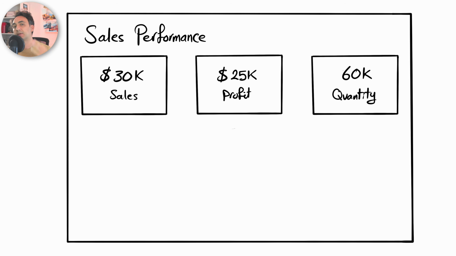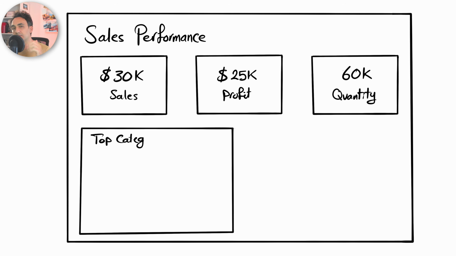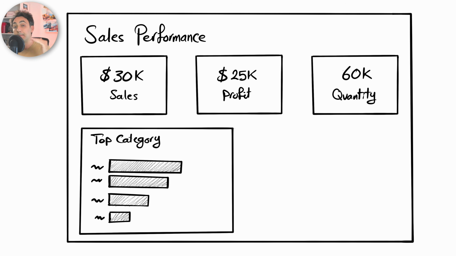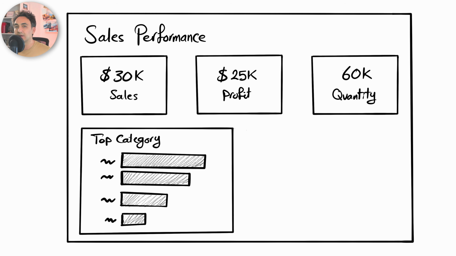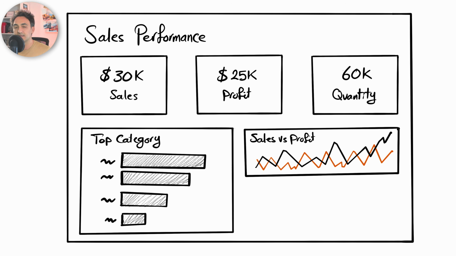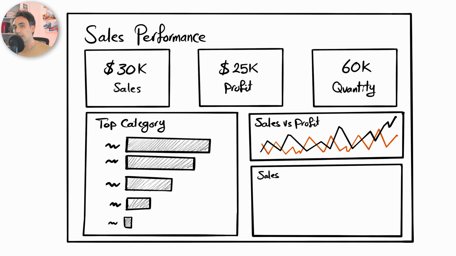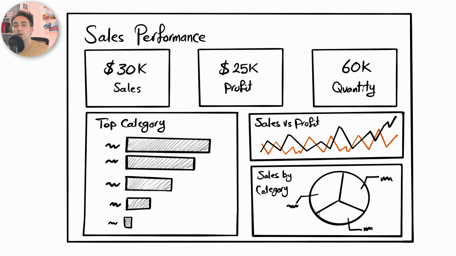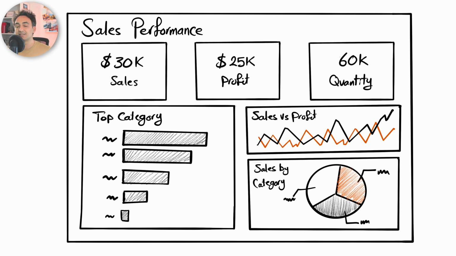And then beneath that, we're going to have three different charts. The first one on the left, we're going to have a bar chart in order to show ranking or the top sales by category. And then on the right side, we're going to have two charts. The first one is going to be a line chart where we're going to compare the sales with the performance. And below that, we're going to show the sales by category using a pie chart. So with that, we have a sketch, we have a plan on how to visualize our information inside the dashboard.